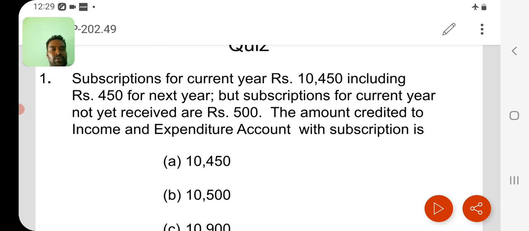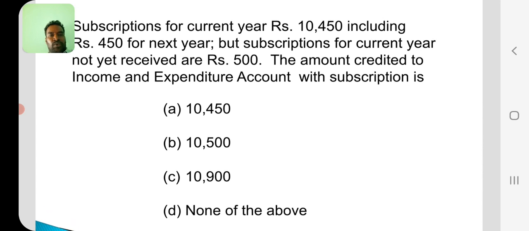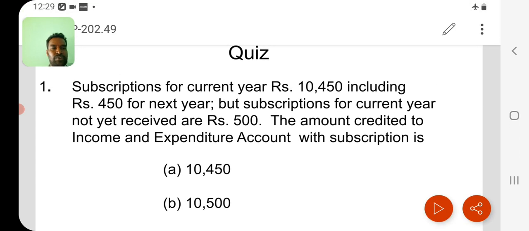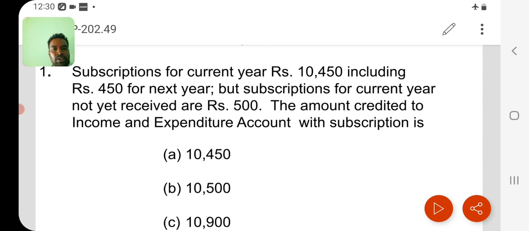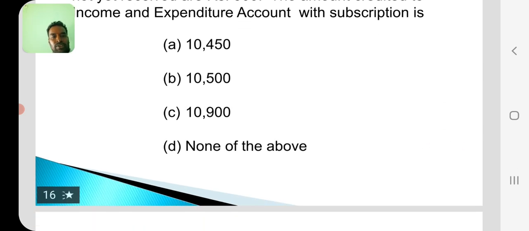Subscriptions for the current year 10,450, including 450 for next year, are deducted, but subscription not yet received, 500, is added, and the amount credited to the income and expenditure account is... First of all, 10,450 is the subscription amount. The future year's 450 will be deducted. Next, 10,450 minus 450, the net value is 10,000, and the current year's outstanding subscription is to be added, that is 500. So 10,500 is to be credited in the income and expenditure account. So B is the correct answer, 10,500.